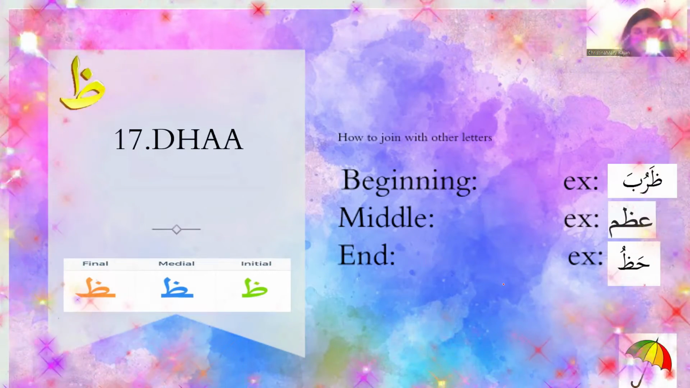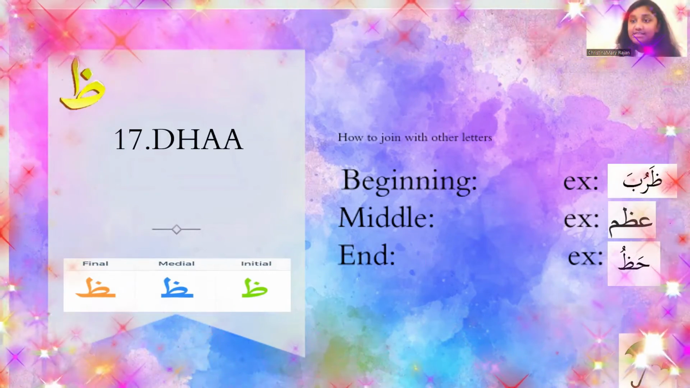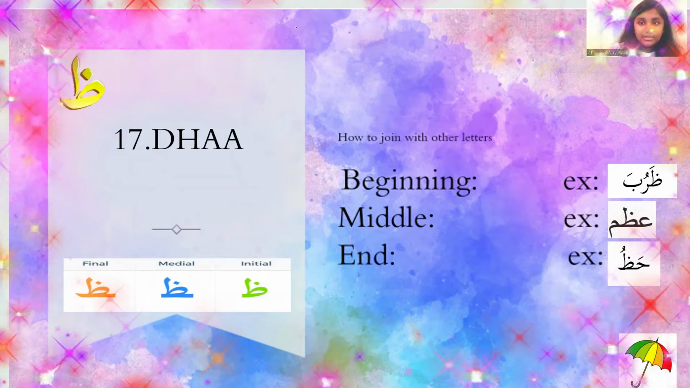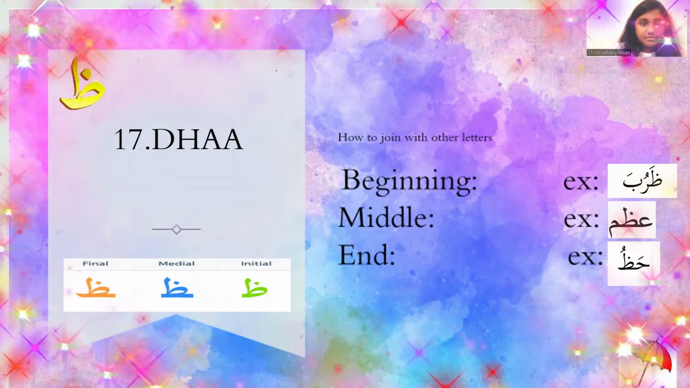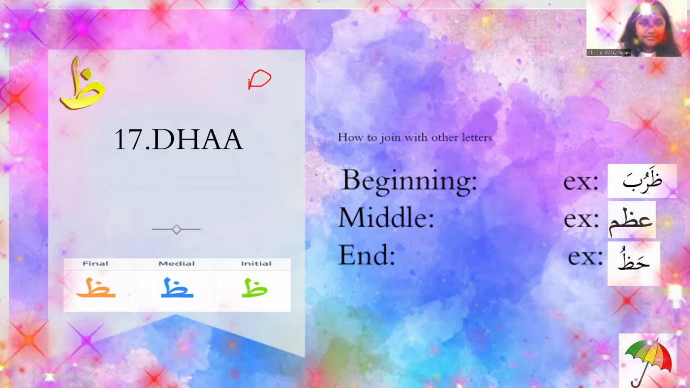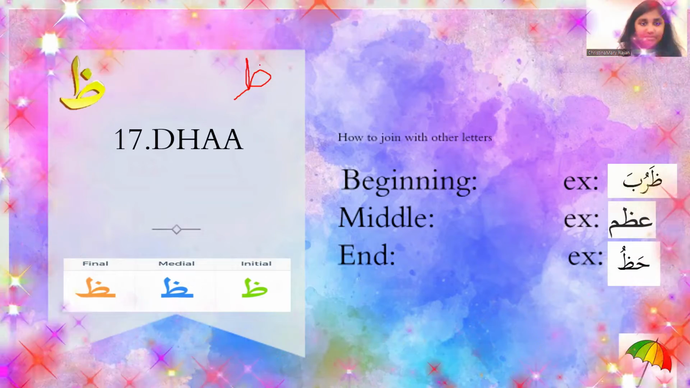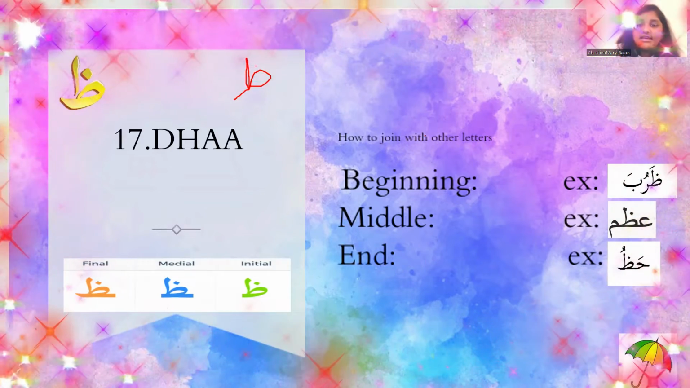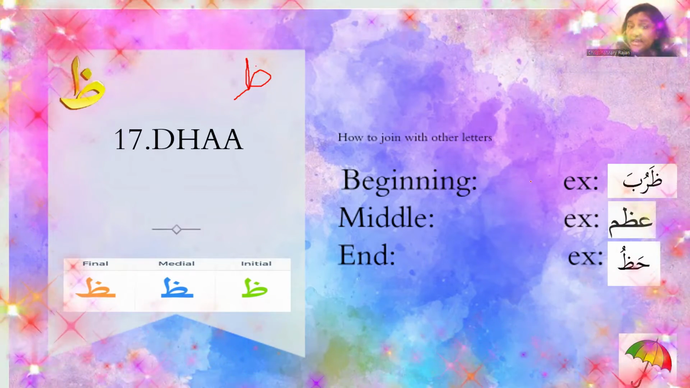Next, we have Da. Ta's twin, da. So let's see how to write that. It goes like this, like this, dot. Next, let's see in the beginning how we write it.